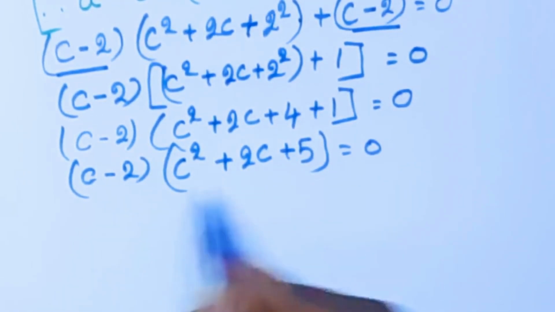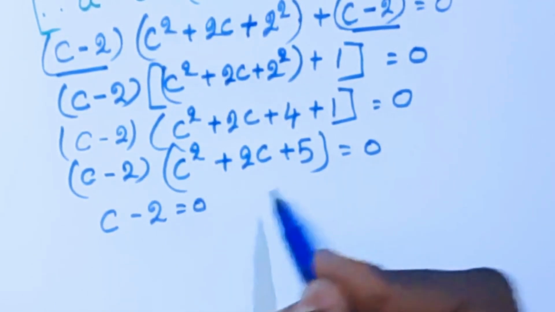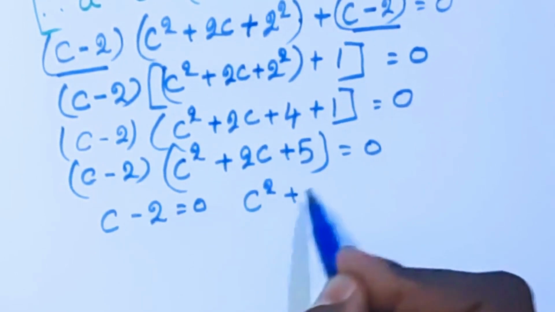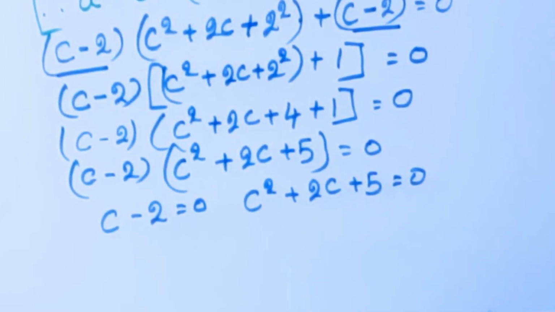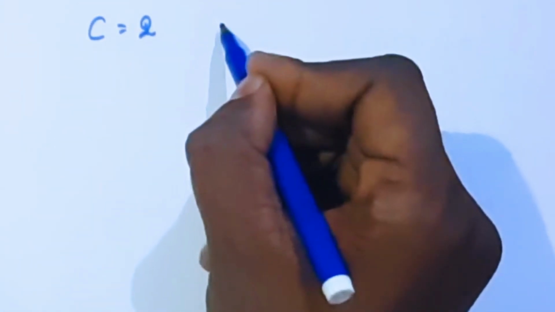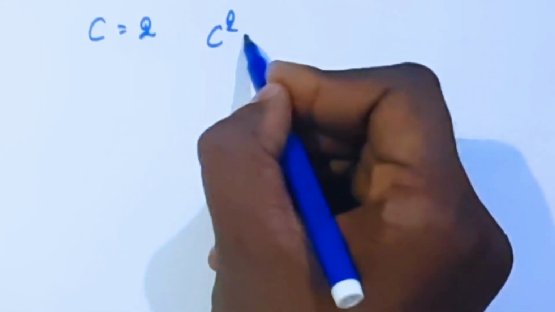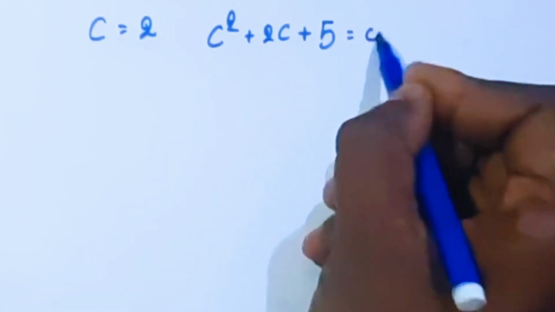Now we are able to see two equations here. One is c minus 2 equal to 0, other one is c square plus 2c plus 5 equal to 0. Now from this equation, c equal to 2. Here the c here is c equal to 2. From the other equation, c square plus 2c plus 5 equal to 0.